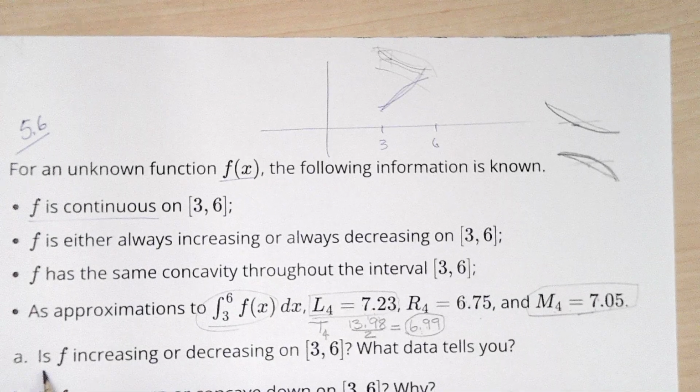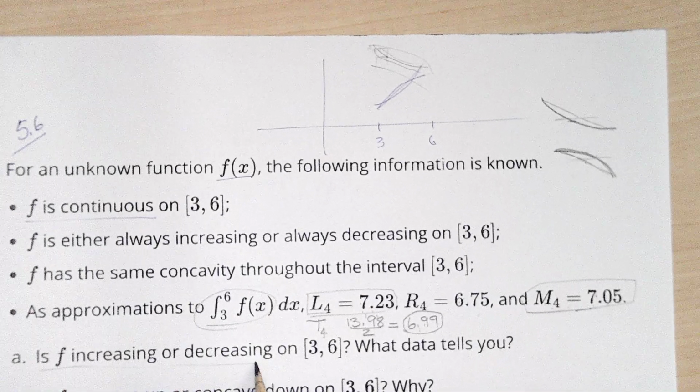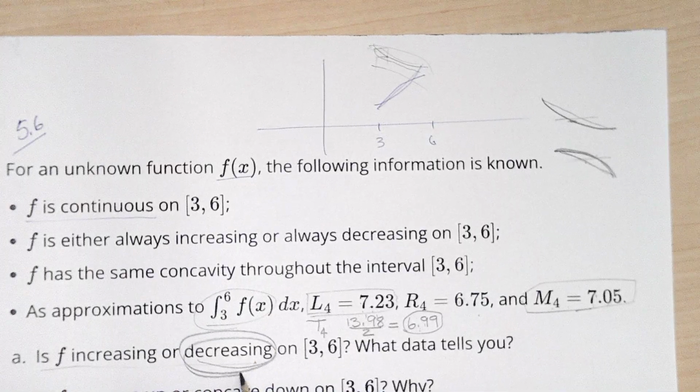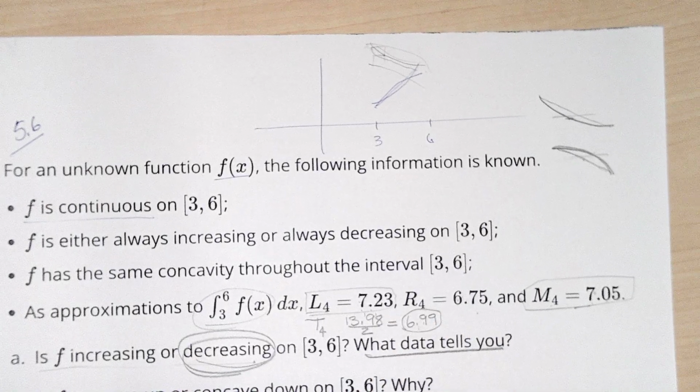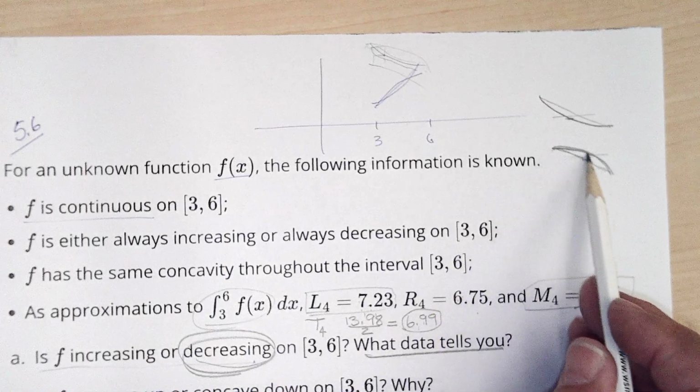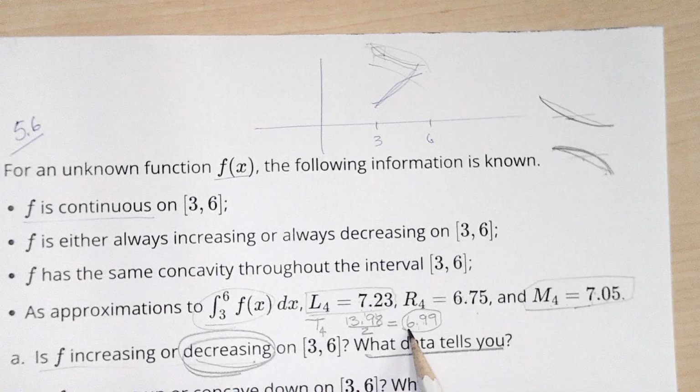So is f increasing or decreasing? Well, it has to be decreasing because the left is an over and the right's an under. It has to be concave down because the trapezoid is less than the midpoint. So it's concave down.